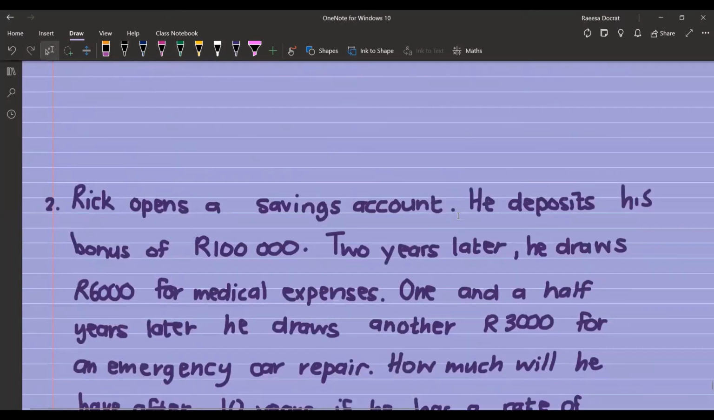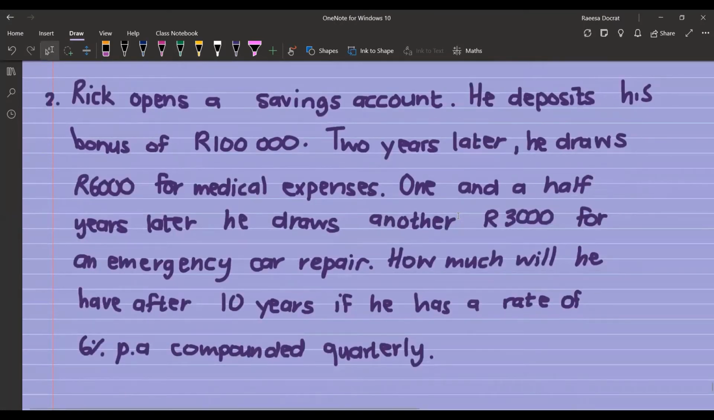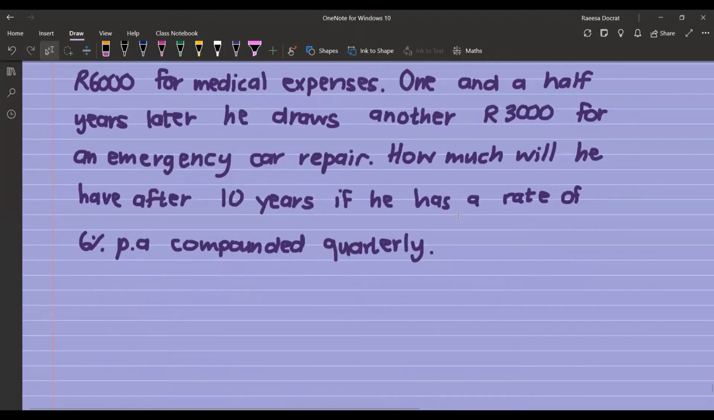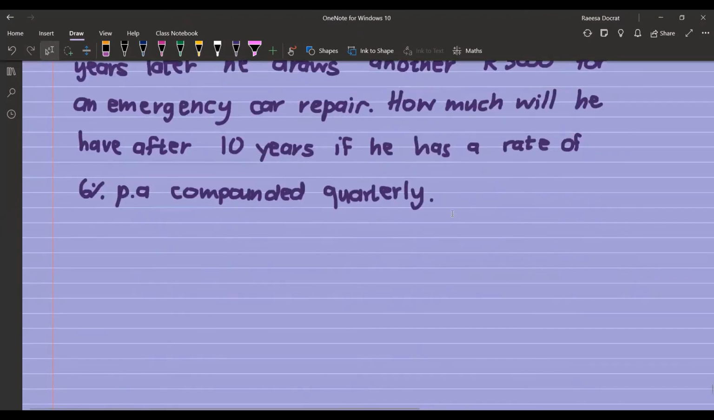Let us have a look at another example. So Rick opens a savings account. He deposits his bonus of 100,000. 2 years later, he draws 6,000 for medical expenses. 1.5 years later, he draws another 3,000 Rand for emergency car repair. How much will he have after 10 years if he has a rate of 6% per annum compounded quarterly?